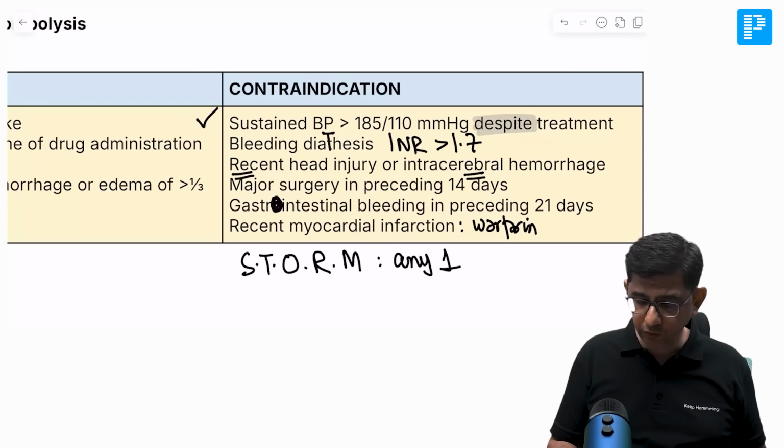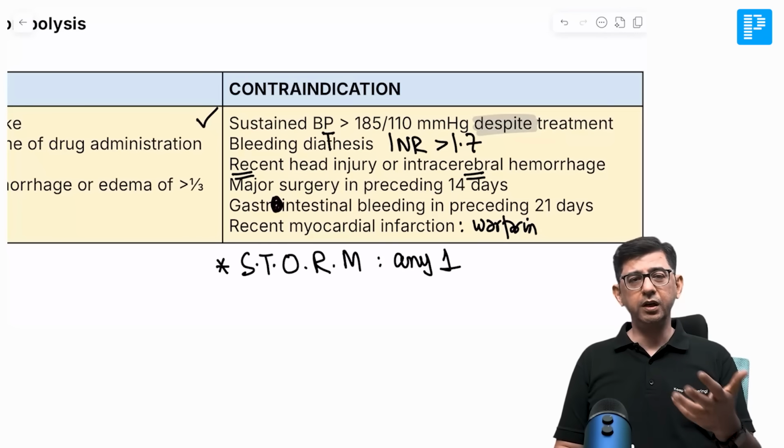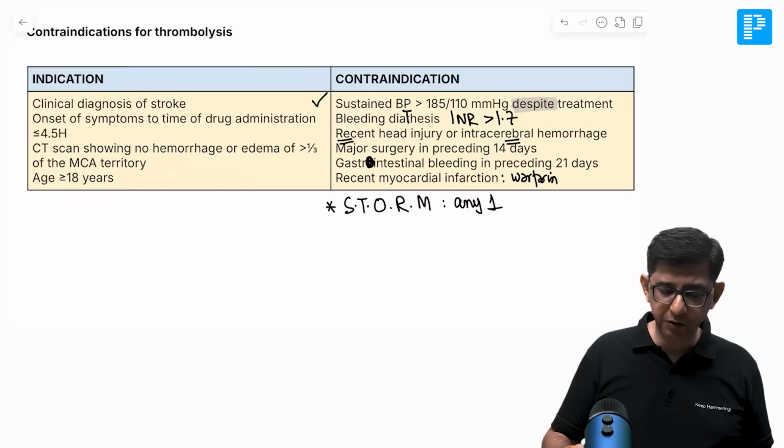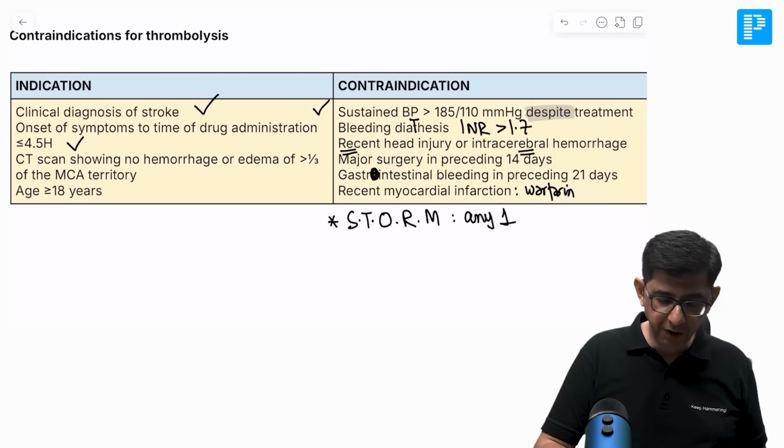Then what will we do? We'll do a MERCY, or we'll do a thrombectomy. MERCY is the brand name, mechanical embolus retraction in cerebral ischemia. And the indications are pretty simple. Clinical diagnosis of stroke. Symptoms should be within 4.5 hours.